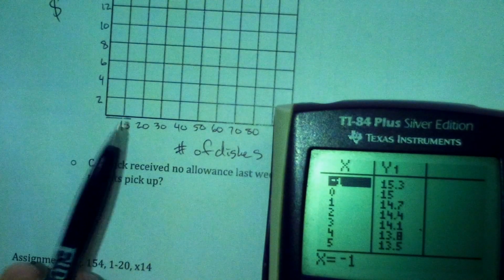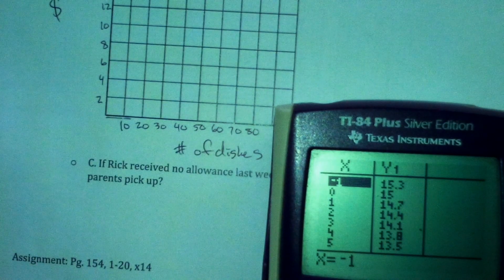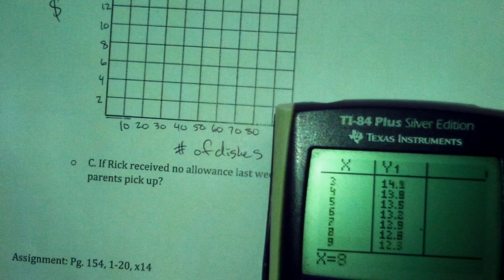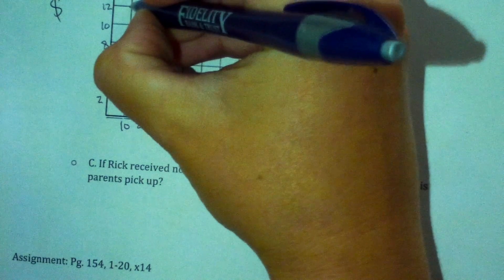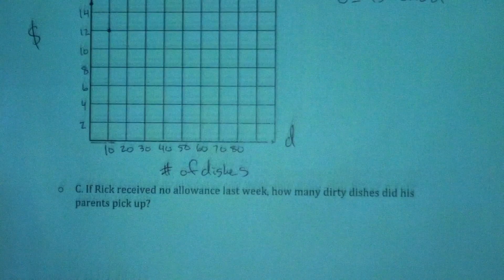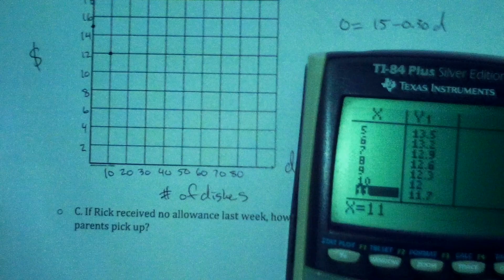Okay, and then the last one says, if Rick received no allowance last week, how many dirty dishes did his parents pick up? So what do you think? If he got no money, how many dishes did they pick up? 50, which, if you've got 50 dirty dishes out, for goodness' sakes, that's ridiculous. You would be kicked to the curb. So that would be 50.